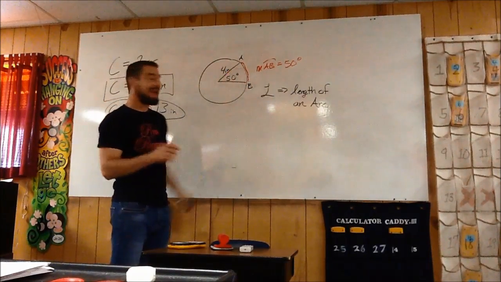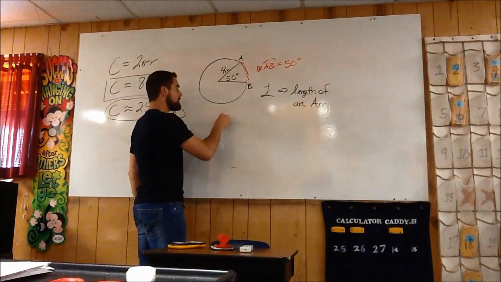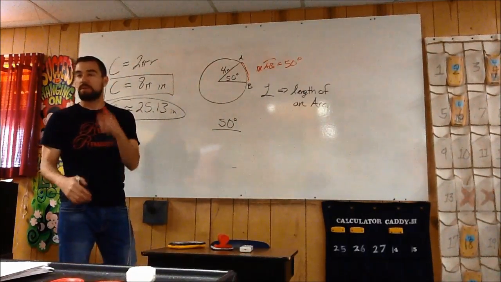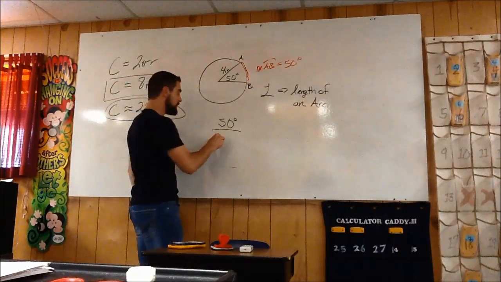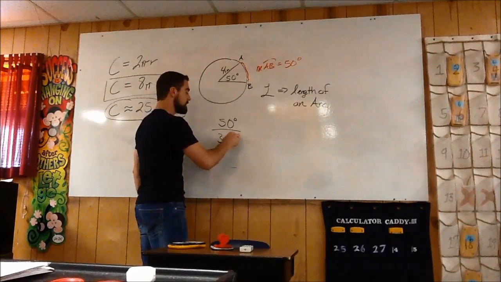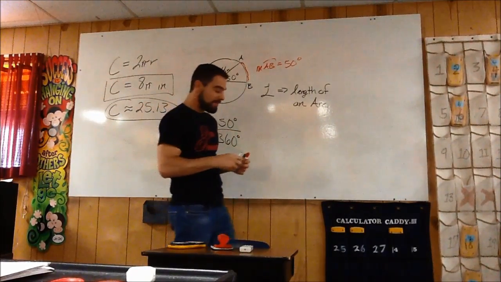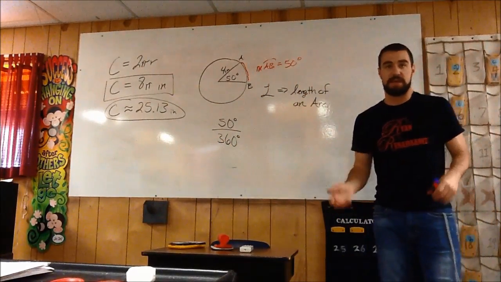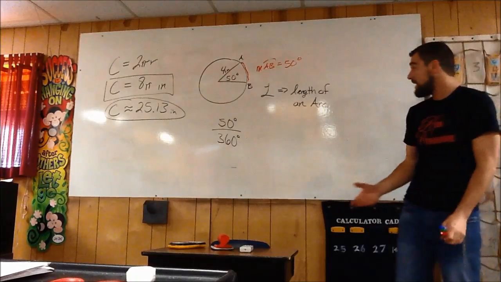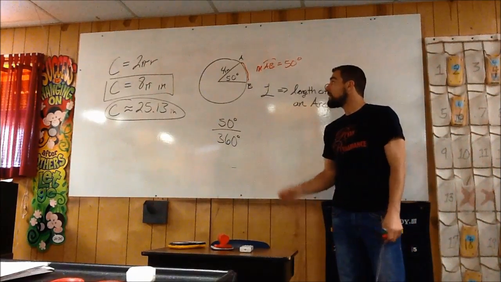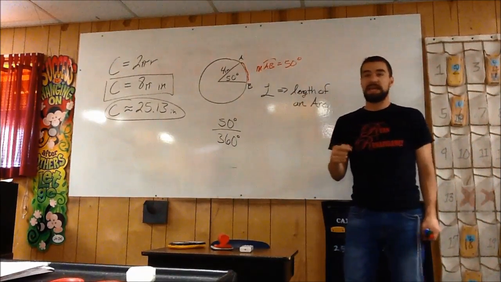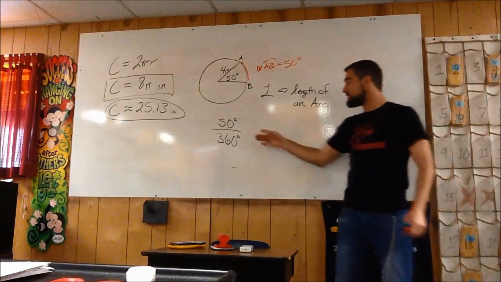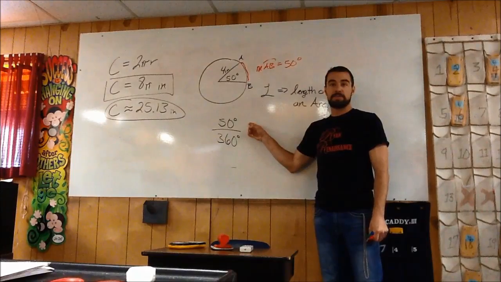This arc is taking up 50 degrees of the grand total. What's the grand total degrees? 360 degrees. So this is taking up a certain amount. And if we wanted to, we could figure out what the percentage is. We're not going to do that, but we could. We could say that the measure of this arc is taking this percentage of the whole 360 degrees. And so this is a ratio.